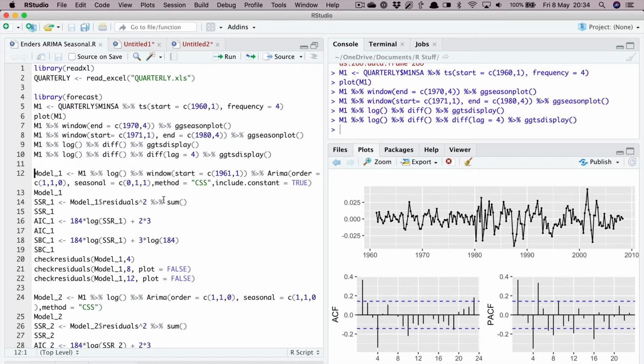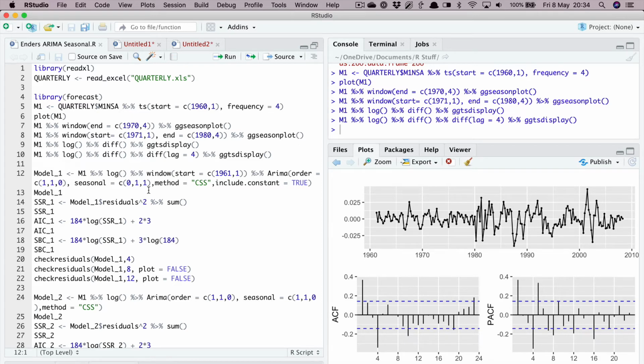So I can estimate this model using the Arima function, once again with a capital A, from the forecast package that we used in the video on non-seasonal data. The key difference is that, as well as specifying this option order equals for the non-seasonal P, D and Q, you then have to specify seasonal for the seasonal ones.